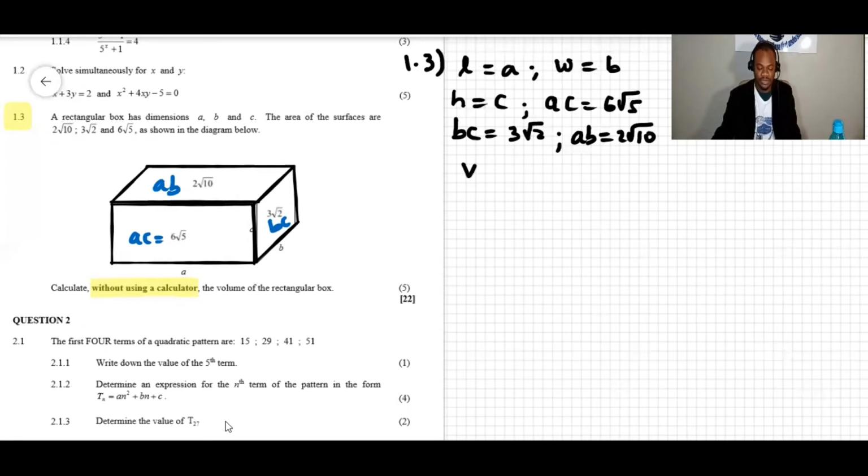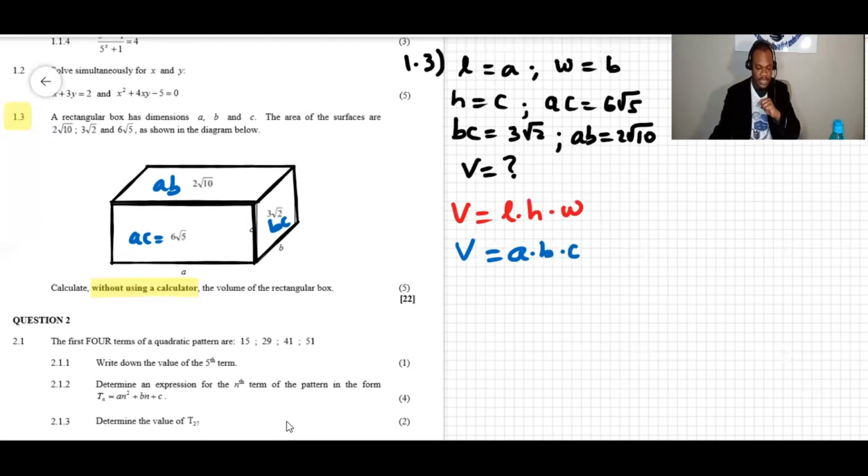Now, we are asked to calculate the volume of the shape. By definition, we know that the volume of a box is given by the length times the height times the width. It doesn't matter the order, because multiplication is commutative. So the volume here will be A times B times C.